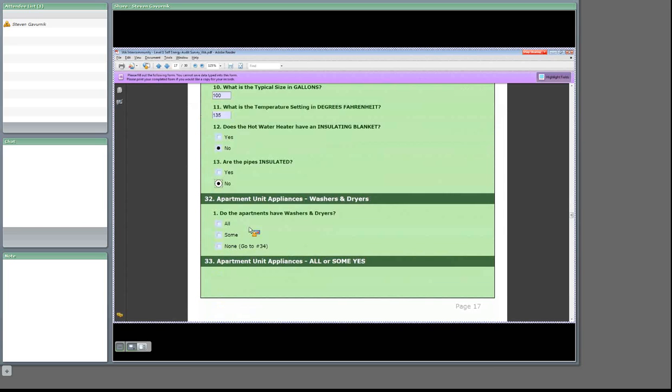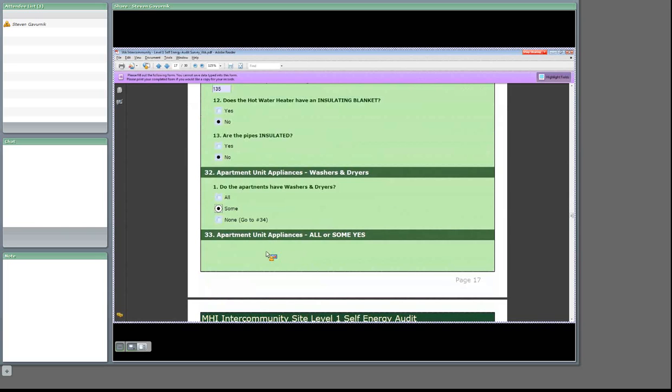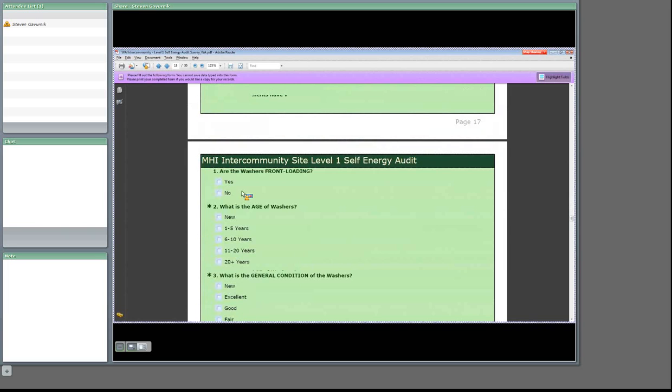Very similar questions related to this. Now we want to know whether all the apartment units or dwelling units have washer and dryers, or some of them, or none of them, regardless of whether or not they are owned by L1SEA. The reason for this is when rebates or incentives come up that are available to residents that own them, of course, we want to offer them to upgrade their equipment to reduce water consumption and energy consumption, which is better for all, not just the L1SEA bottom line. So it indicates some, all, or none, and if you answer none, you'd go to section 34.